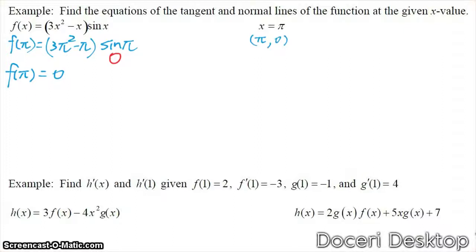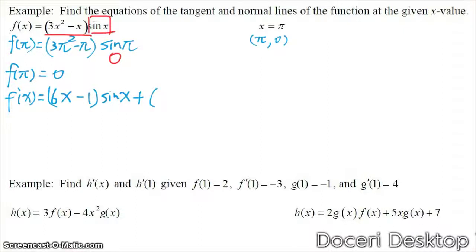And then if we use the formula right away, we know that our y would just be by itself, because our left hand side would just be y minus 0. But let's keep going because we need to find the slope. So we got a point, we need to find the slope. So f prime equals product rule. First thing, second thing. First term derivative 6x minus 1, the whole thing multiplied by sine x, plus everything in the front, we're not going to touch it, 3x squared minus x, and then this would be cosine x.